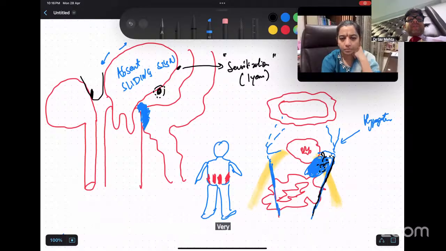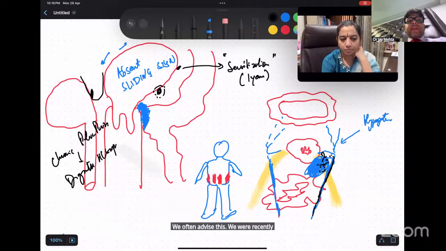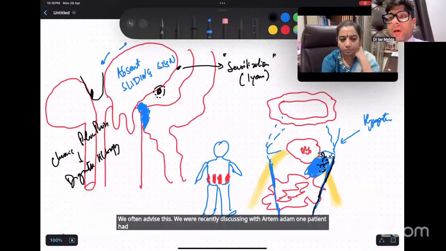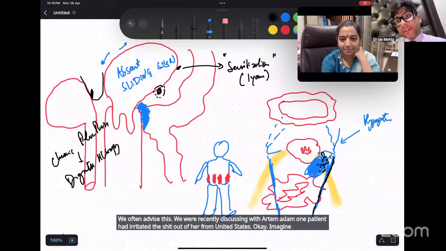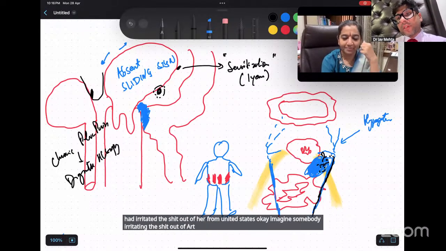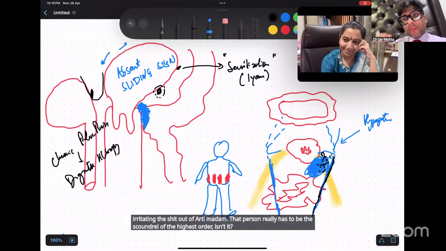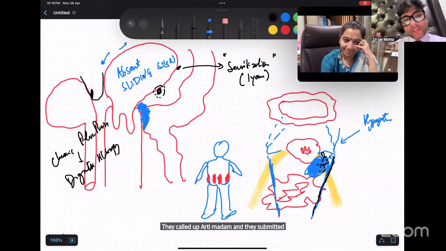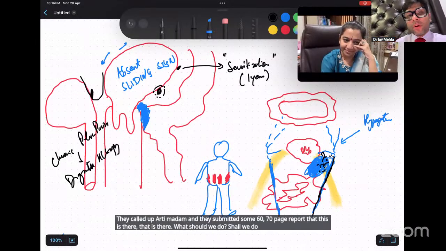As a result of this, many times people who are listening to this will agree that when you treat chronic pelvic pain and when you do diagnostic laparoscopy, we often advise this. We were recently discussing with Aarti madam, one patient had irritated the hell out of her from the United States. Imagine somebody irritating Aarti madam. That person really has to be a scoundrel of the highest order, isn't it? They called up Aarti madam and submitted some 60-70 page report that this is there, that is there, what should we do, shall we do diagnostic laparoscopy or not?